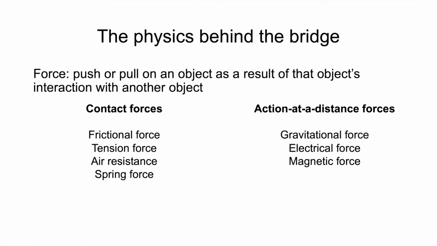Force is a push or pull on an object as the result of that object's interaction with another object. Anytime there is an interaction between 2 objects, there is force upon each of the objects. There are 2 main categories of forces: contact forces and action at a distance forces. Some contact forces include frictional force, tension force, air resistance, and spring force, whereas action at a distance forces, which do not require physical contact, include forces such as gravitational force, electrical force, and magnetic force.